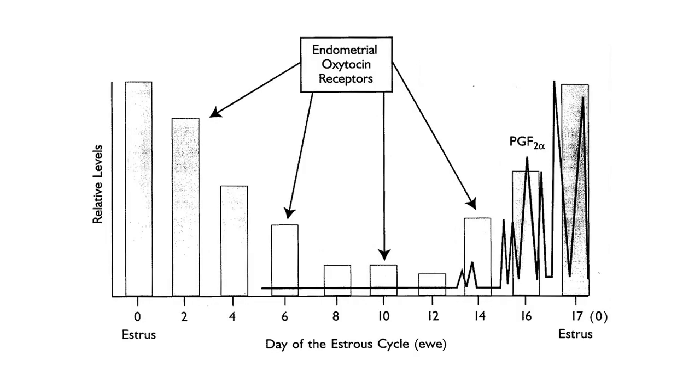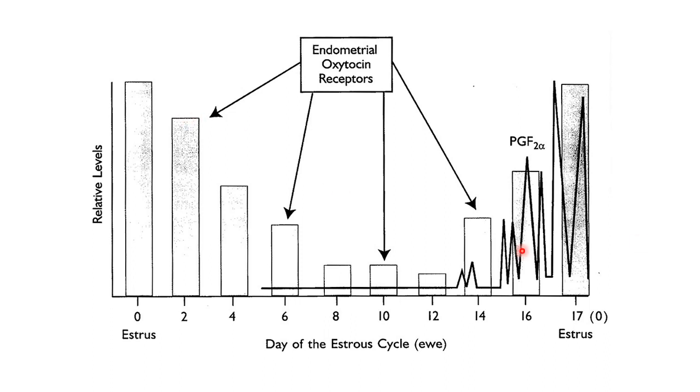This diagram shows the relative levels of the endometrial oxytocin receptors on the different days of the estrous cycle in the ewe. Of course, the estrous cycle in the ewe is 17 days. So looking at the uterine endometrium, note that there is already the presence of oxytocin receptors at the different days in the estrous cycle. Oxytocin, of course, will stimulate these receptors, causing the release of PGF in the uterine endometrium.